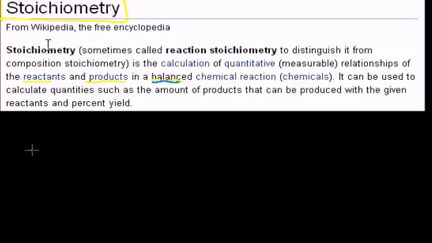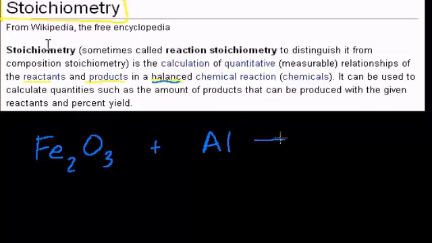Just so we get practice balancing equations, I'm always going to start with an unbalanced equation. So let's say we have iron 3 oxide, Fe2O3. You have 2 iron atoms with 3 oxygen atoms, plus aluminum, Al, and it yields Al2O3 plus iron. Remember, when we're doing stoichiometry, first of all, we want to work with balanced equations.